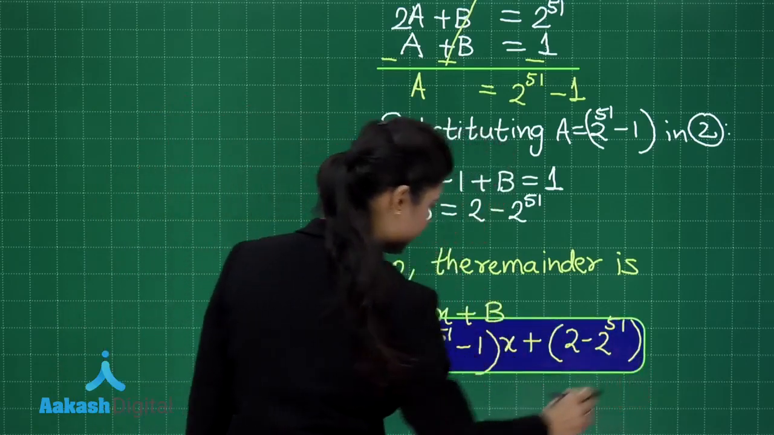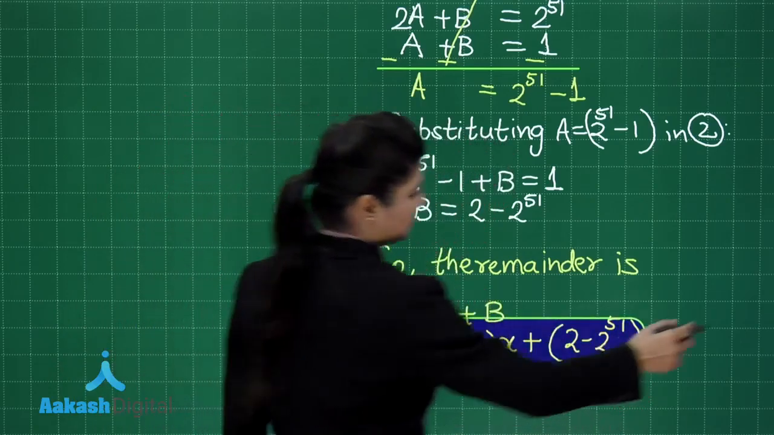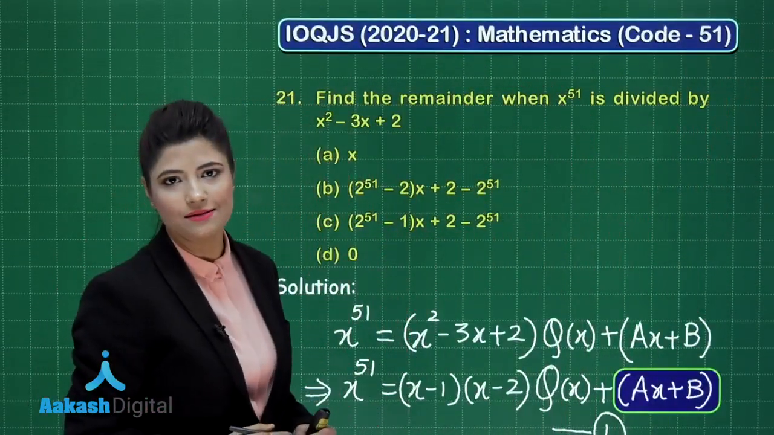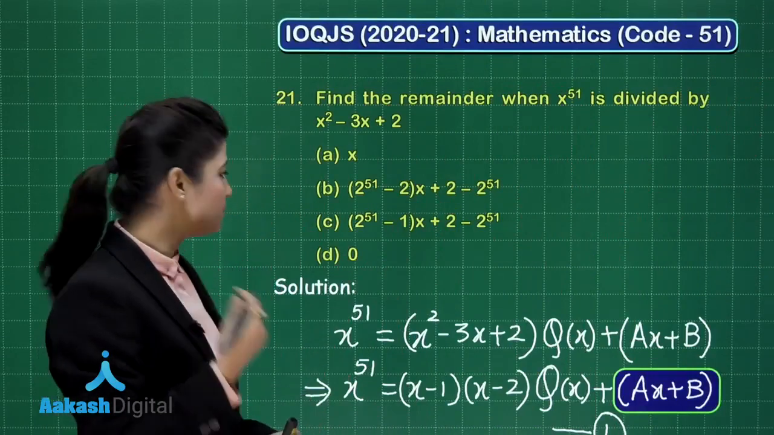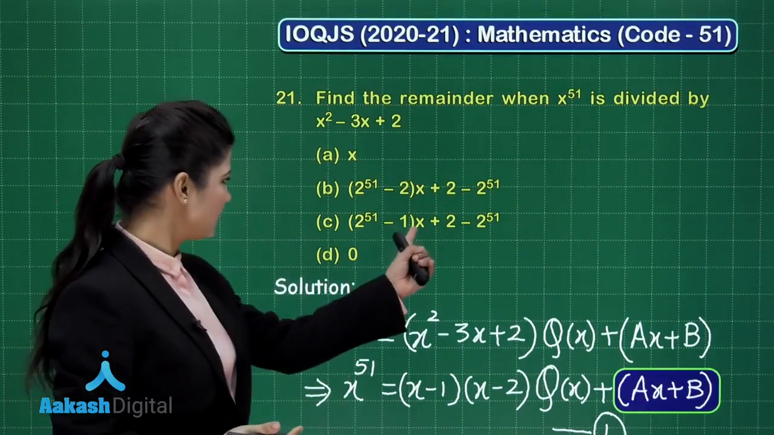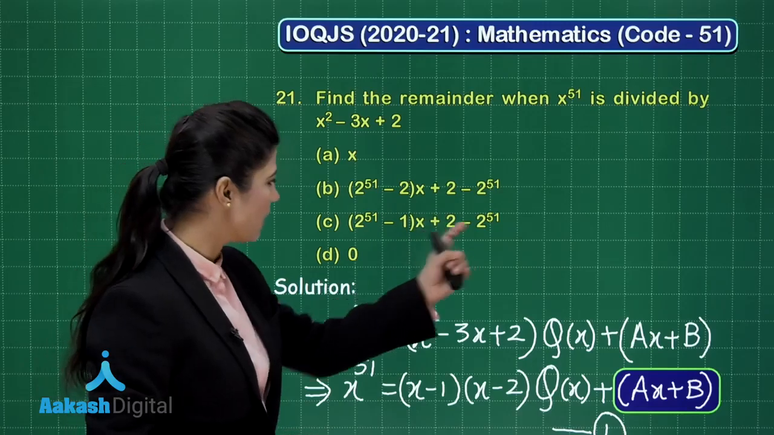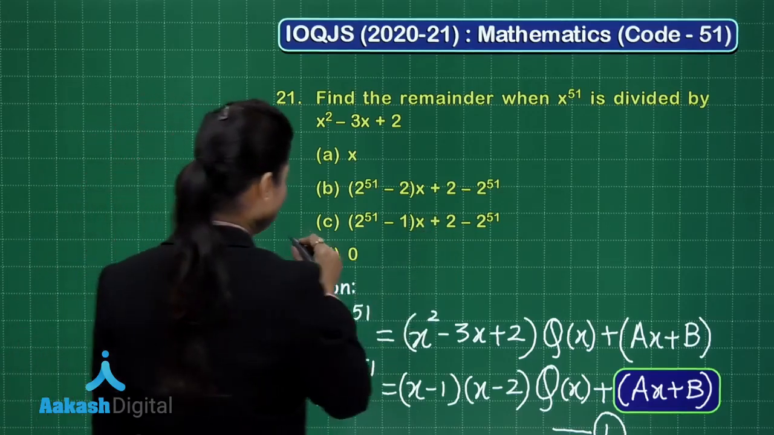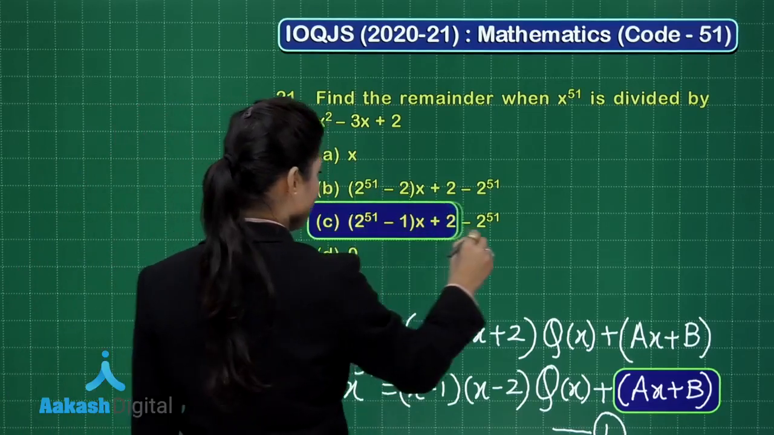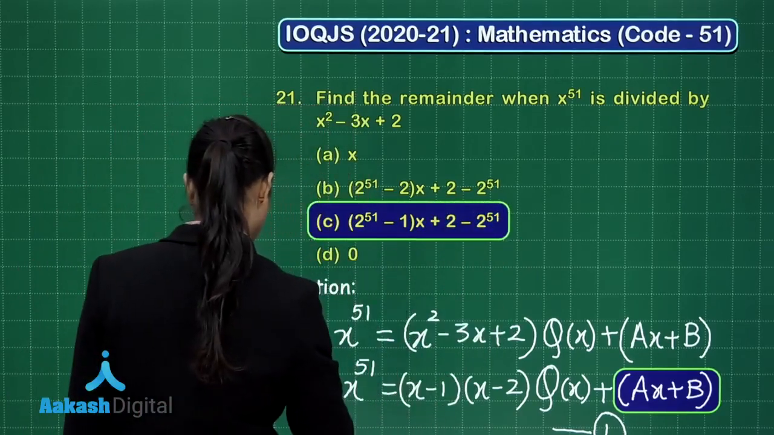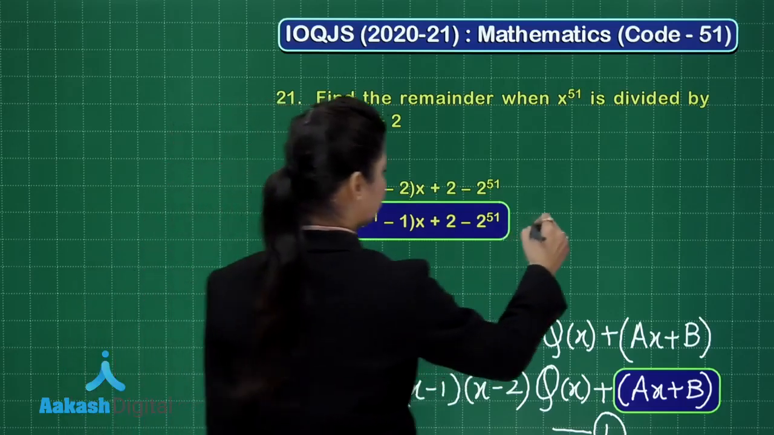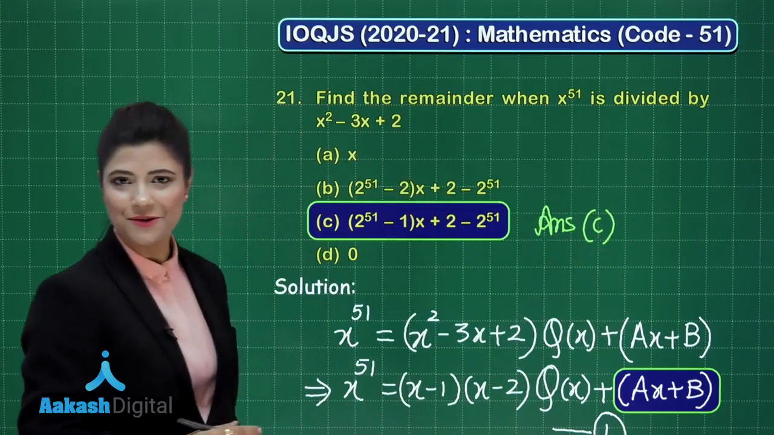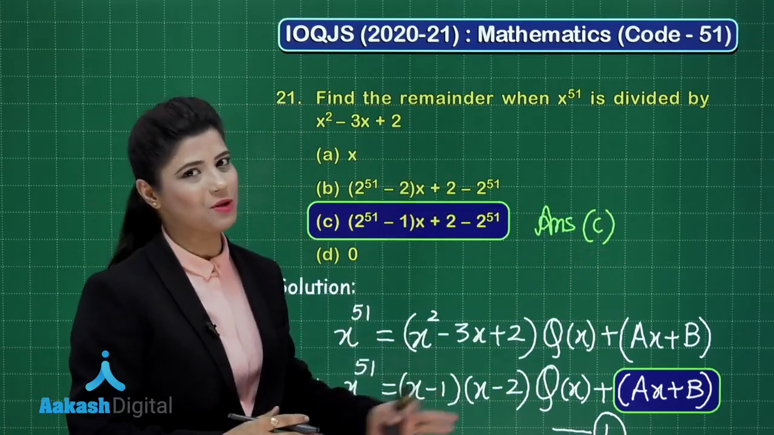Okay, so let's try to observe the options here. In this question, we have got these 4 options. Now you can figure out the right answer. Our answer is 2 raised to the power 51 minus 1 into x, which is found here in option C, plus 2 minus 2 raised to the power 51. So we clearly get here the required answer as option C. So you can very well mark your answer for this question as option C. I hope it is totally clear to you. So this was the question related to division algorithm.